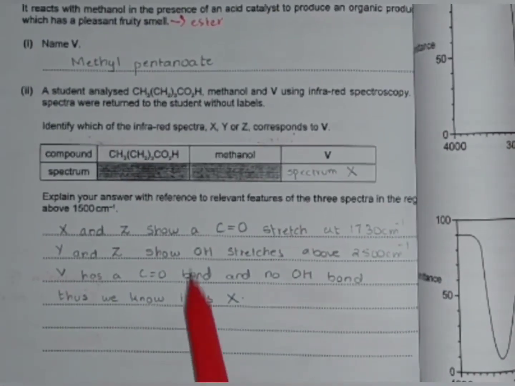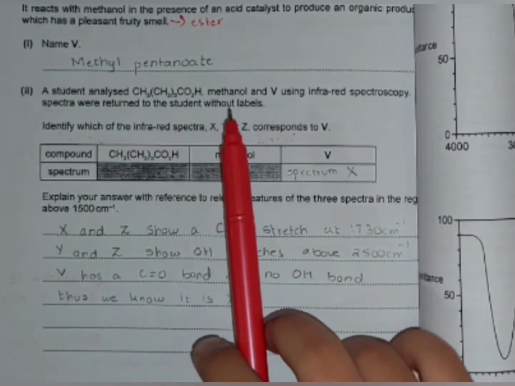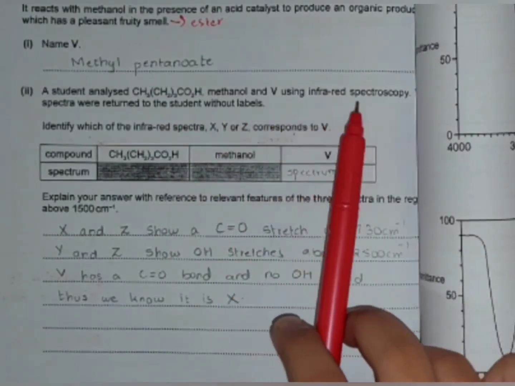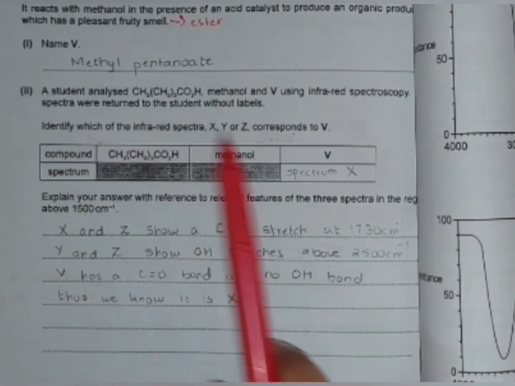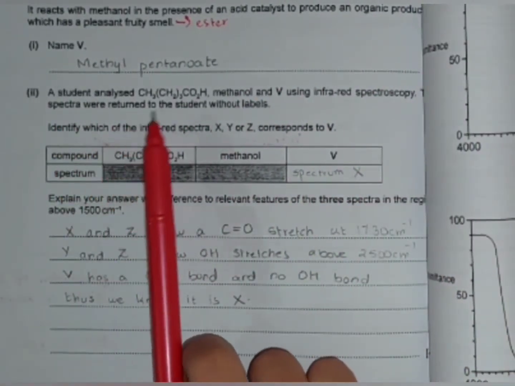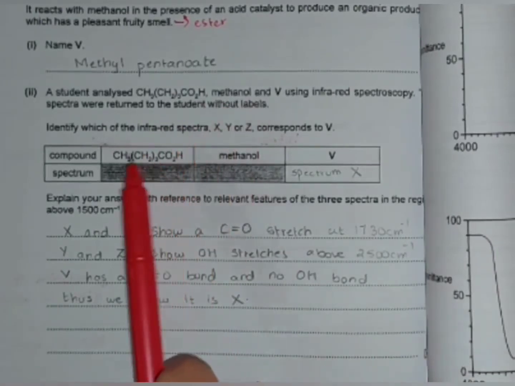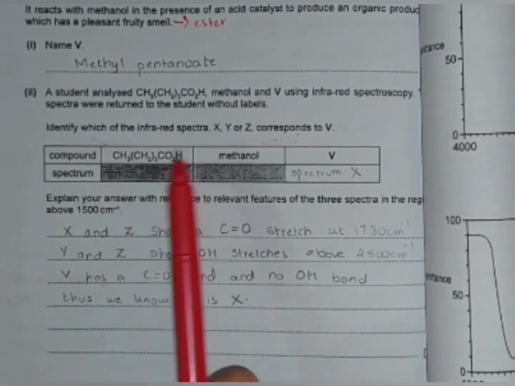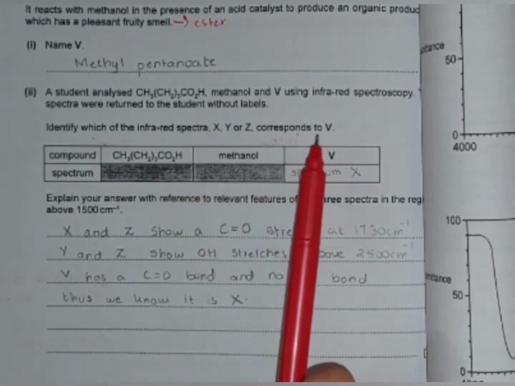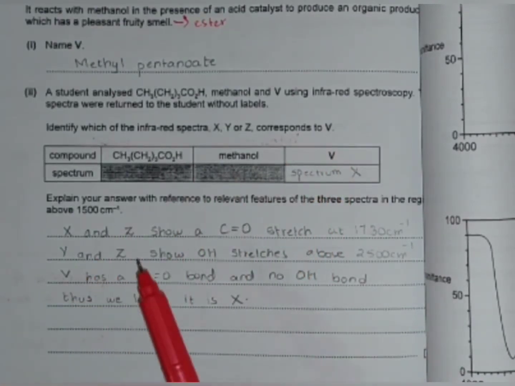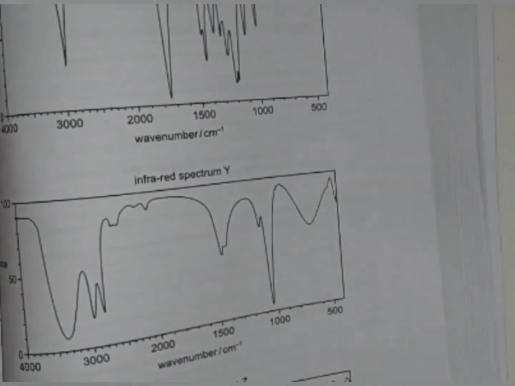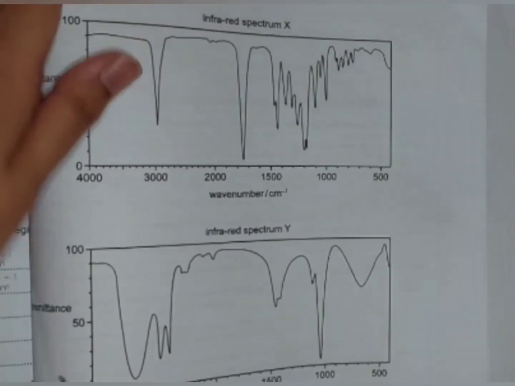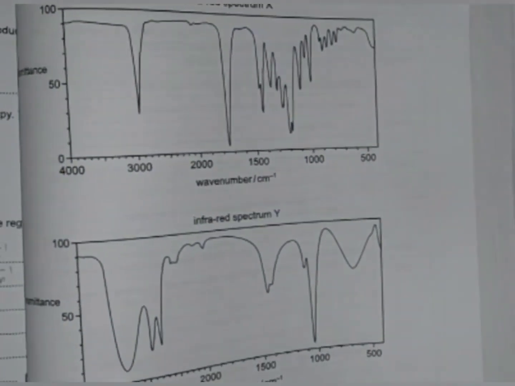A student analyzed pentanoic acid, methanol, and V using infrared spectroscopy. The spectra were returned to the students without labels, right? Identify which of the infrared spectra X, Y, or Z corresponds to V. So we have to find out using these infrared spectra given to us. So let's see.